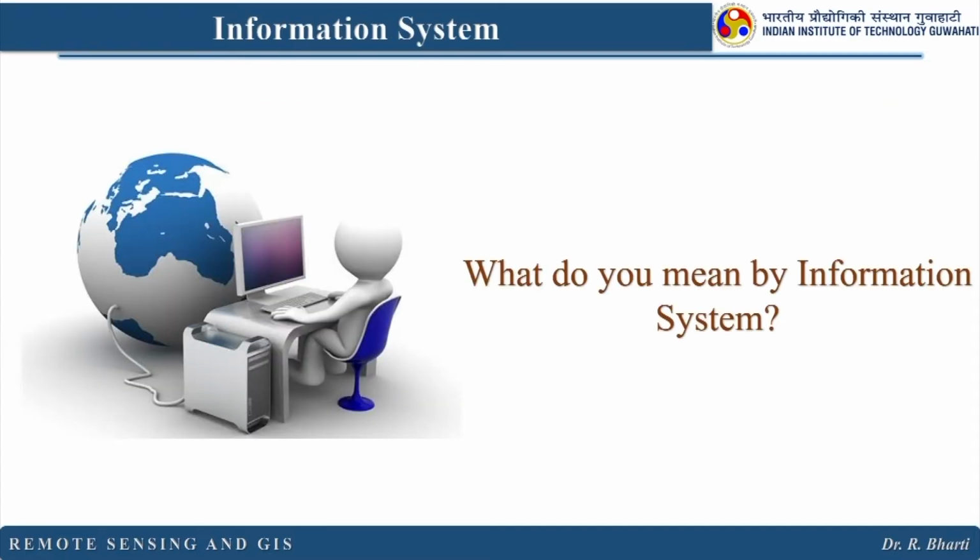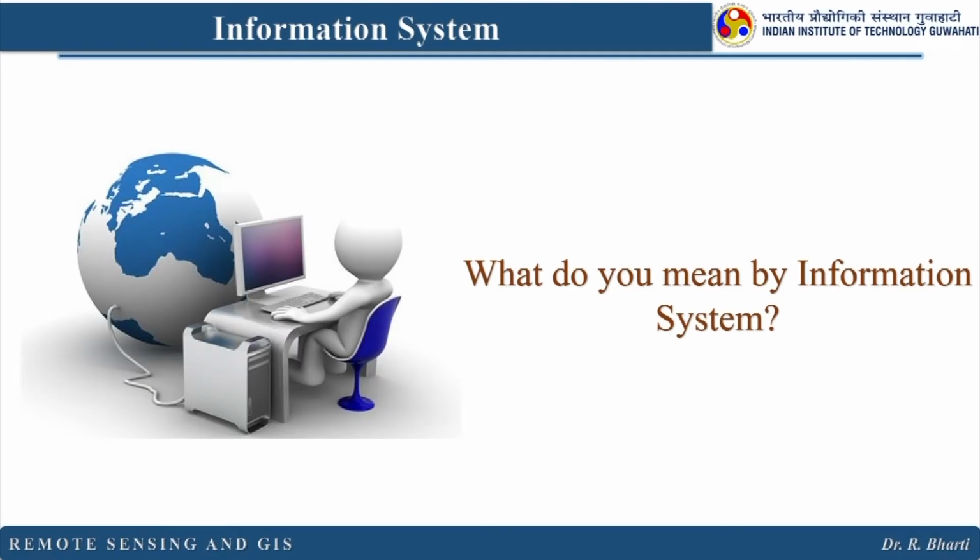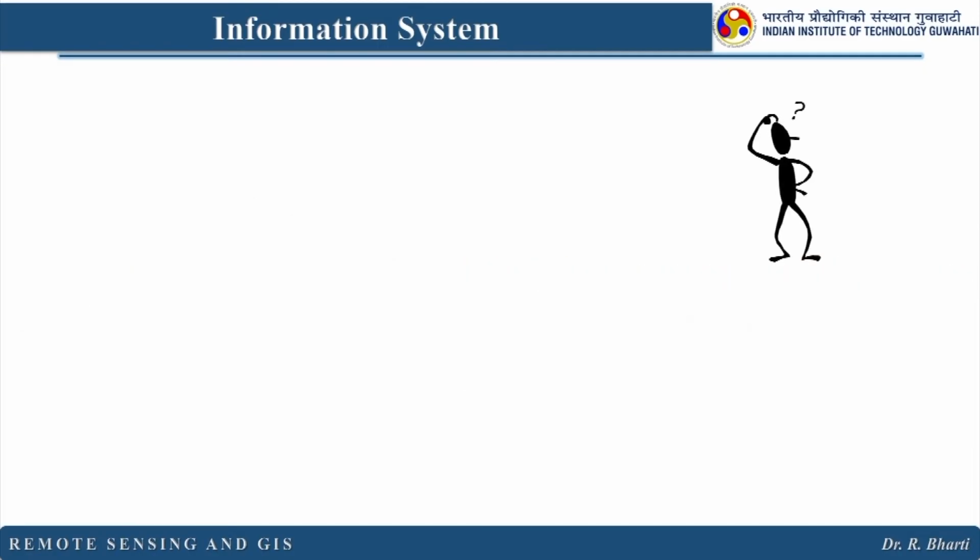Now what do you mean by information system? I hope you have understood the difference between data and information, but nowadays everybody is talking about information system. So what exactly does information system mean, right? So for that I have an example. Again, this is a pictorial representation.